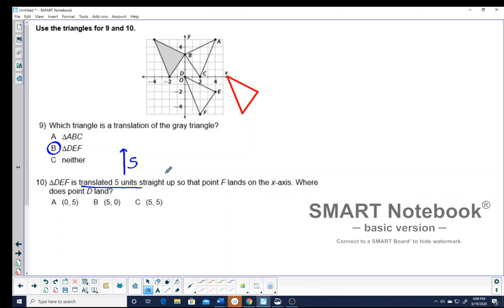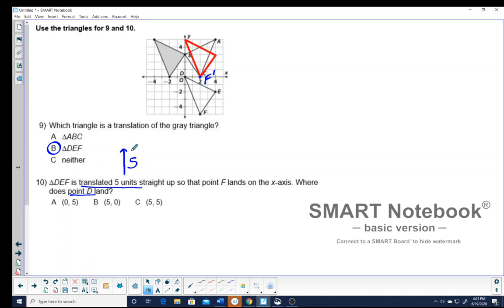It says where does point D land? So if you take this triangle and you translate it up 5 units, and they're telling you that that means F is going to land on the x-axis, well, let's look at point F. If you go up 1 unit, it would be right there. If you go up 2, it would be there. If you go up 3, it's there. If you go up 4, it's there. And if you go up 5, then yeah, point F went from here to here on the x-axis. But they're asking about point D. So this point right here would be F to F prime, wouldn't it?